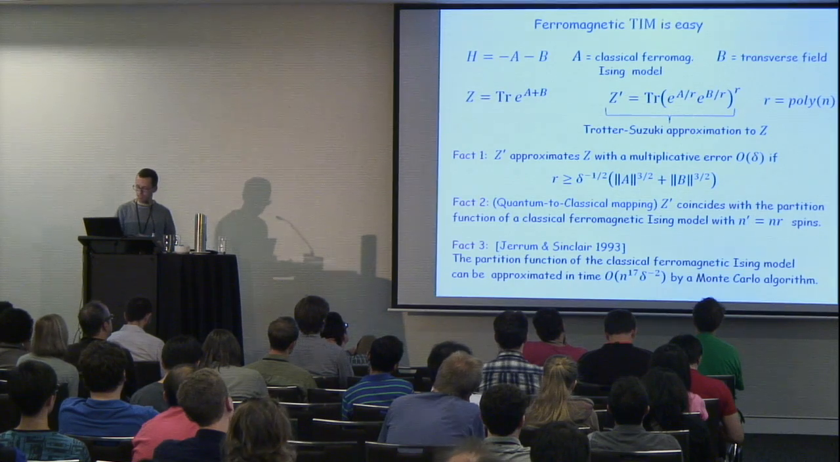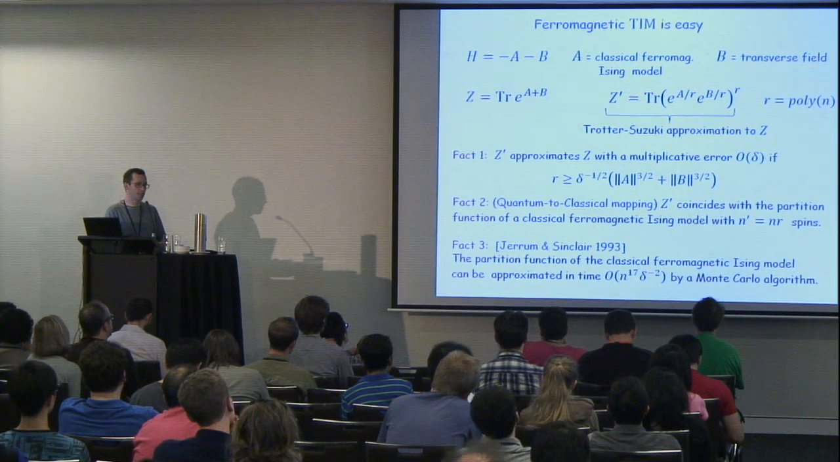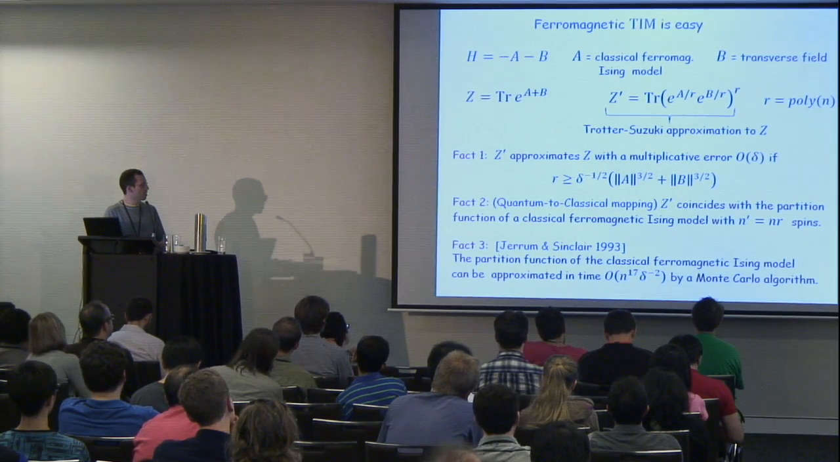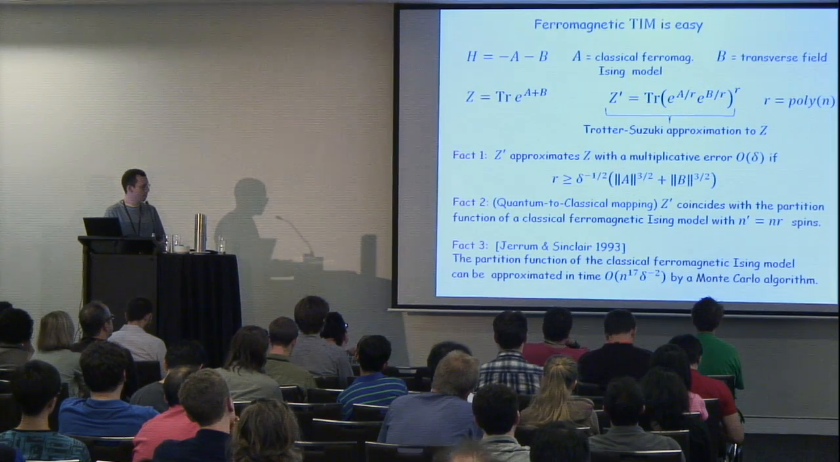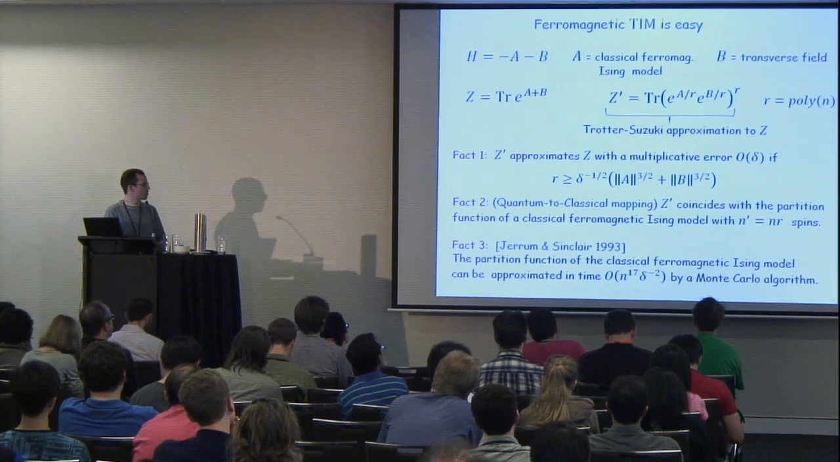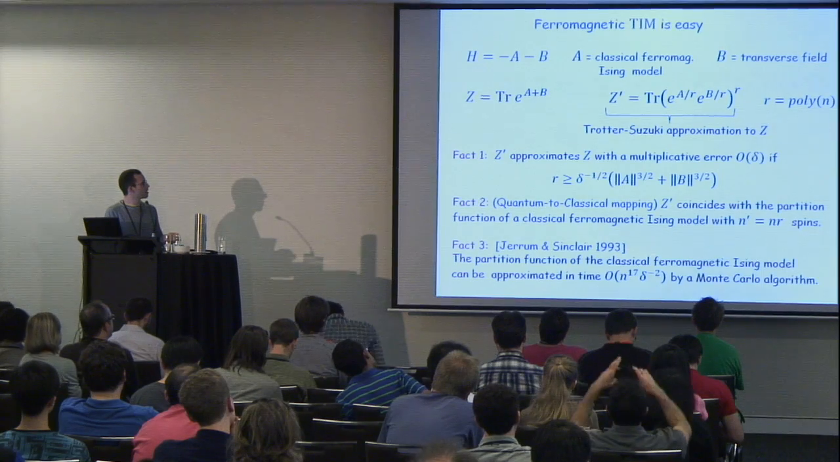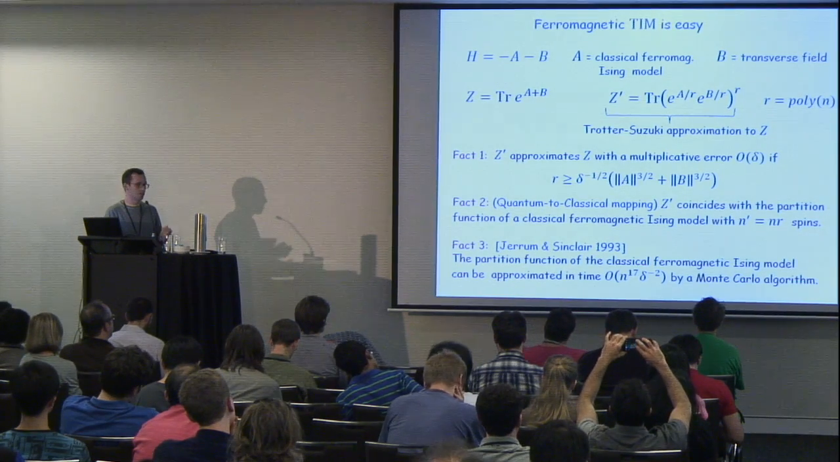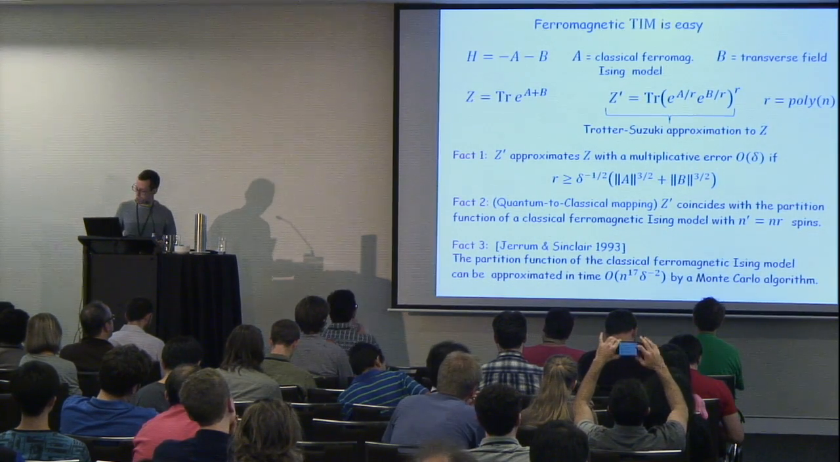And then the third fact is the one we talked about earlier, which is that there already exists a classical approximation algorithm for the classical ferromagnetic Ising model. So putting those three facts together, that's how this algorithm goes.